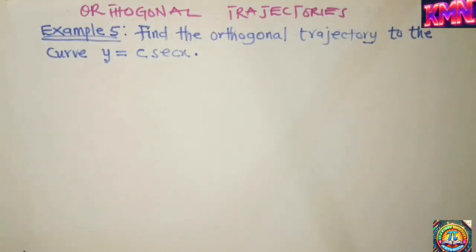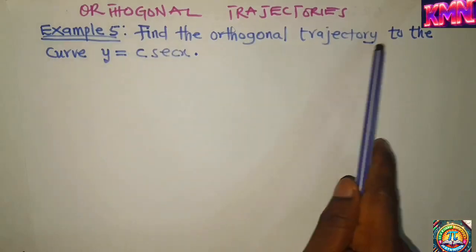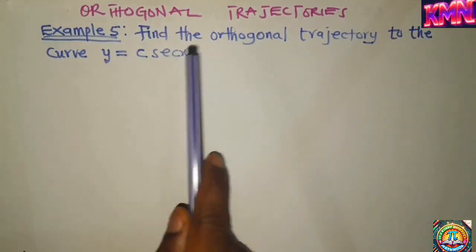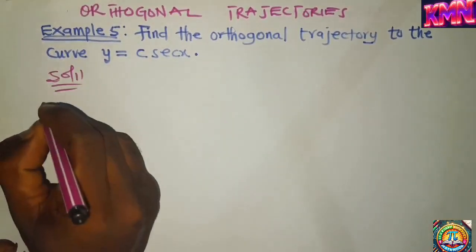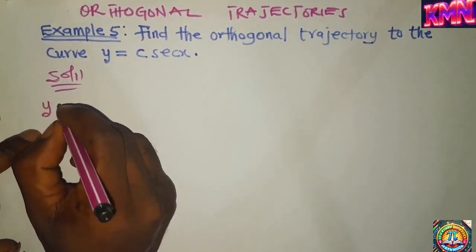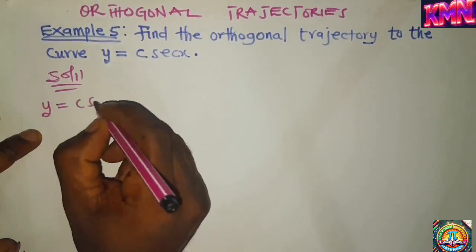This is the continuation of our previous lesson on orthogonal trajectories. And our fifth example on this concept says, find the orthogonal trajectory to the curve y equals c sec x. Solution. We have y equals c sec x.